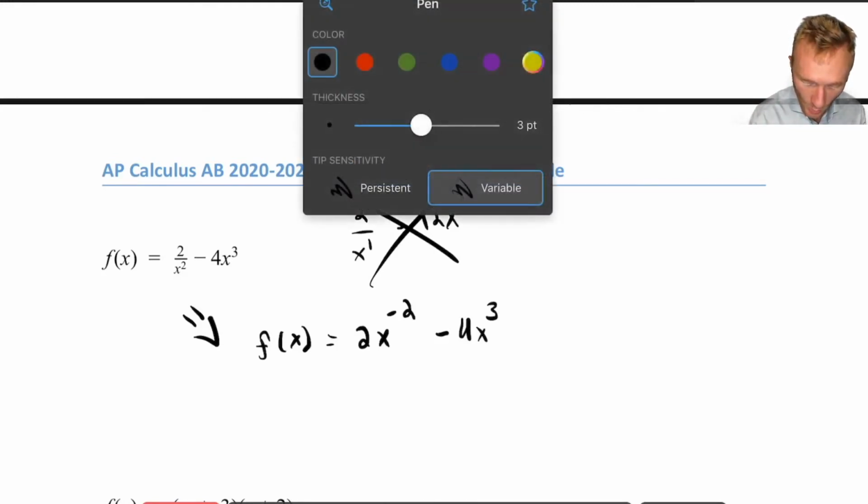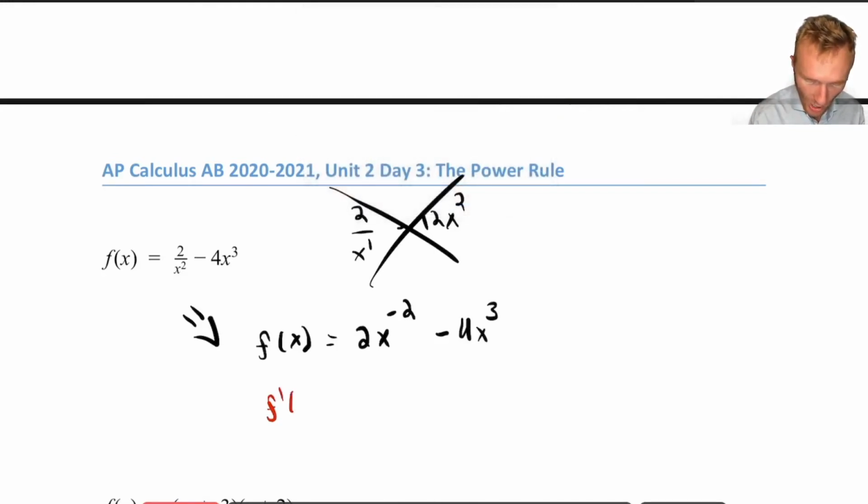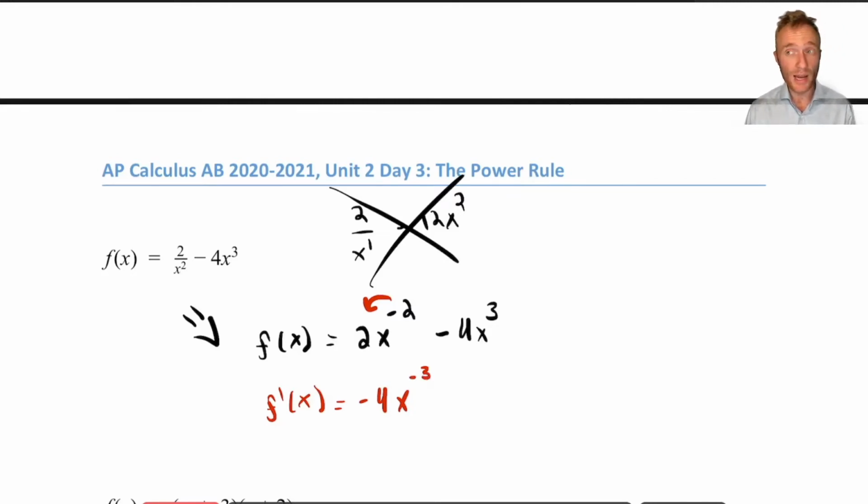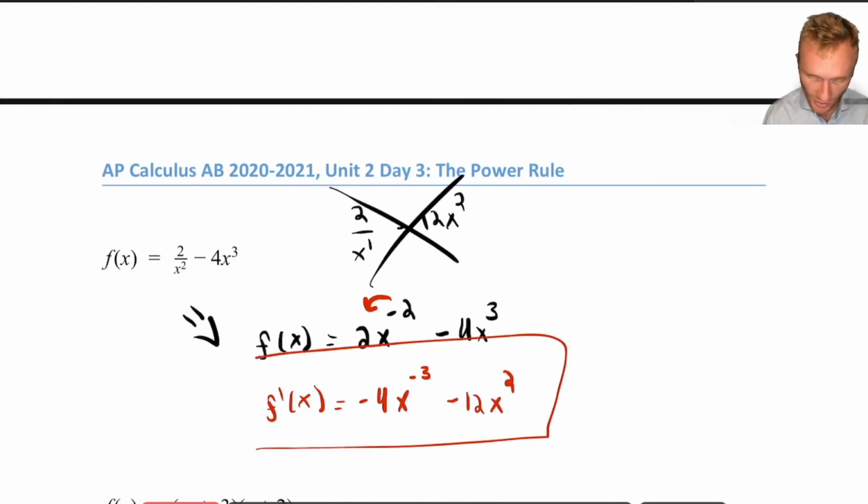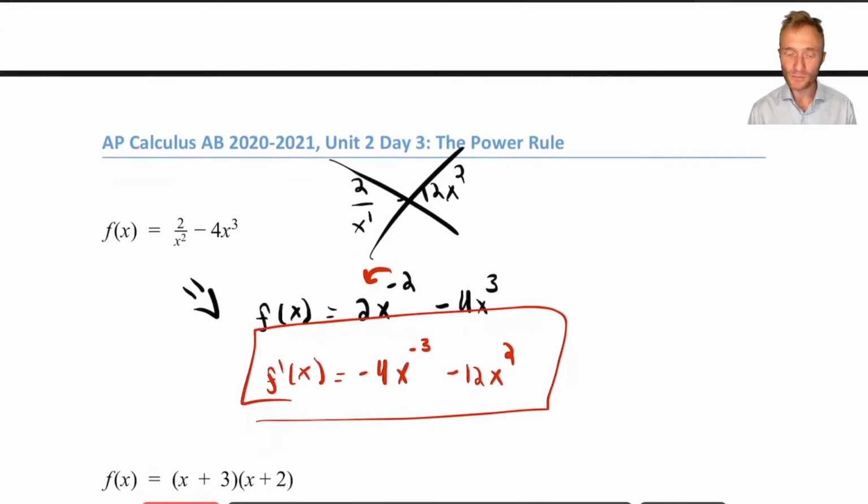And so now when we use the power rule, f prime of x, negative 2 times 2, negative 4x, subtract 1 is negative 3, not negative 1. Then we have minus 12x squared. Notice that is not what we had if you just tried to apply the power rule of denominators. So it has to be in polynomial form.